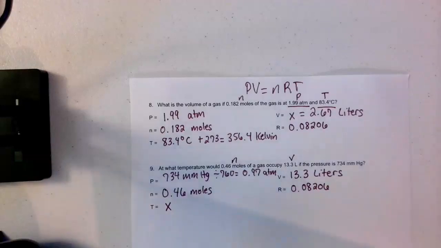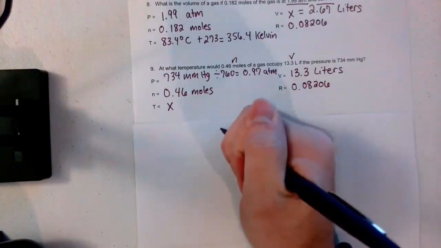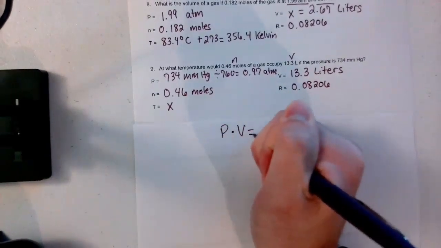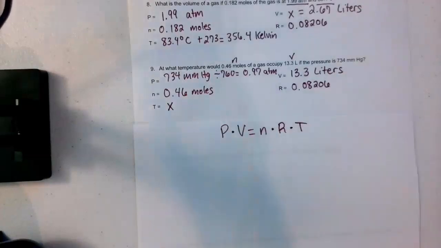Alright, so now I'm going to do this on another sheet of paper. So let's move this up a little bit. Alright, so here's my formula again. It's going to be P times V equals N times R times T. So remember, if I'm going too fast, or if you need a second to fill in the blanks, just hit pause on the video. I'll still be here, and you can just follow along like that.